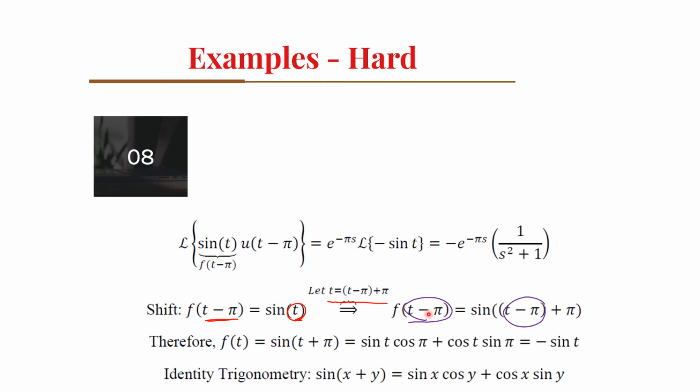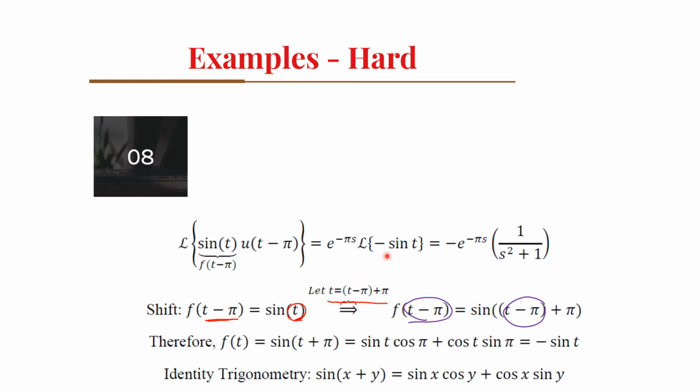So f(t minus pi), you change it to f(t) equals sine t in the bracket, t minus pi you shift to t. Okay, and then you have plus pi. And then what you can see is that this is sine(t plus pi). You cannot find the Laplace transform of sine(t plus pi) before you do this operation, where you need to apply the trigonometric identity. I've given you the formula. x is t, y is pi. You just need to substitute into this formula. Sine(t plus pi) equals sine t cos pi plus cos t sin pi. So you can see that cos pi is minus 1, sin pi is 0, so you don't have the second term. Cos pi is minus 1, so therefore f(t) is minus sin t.